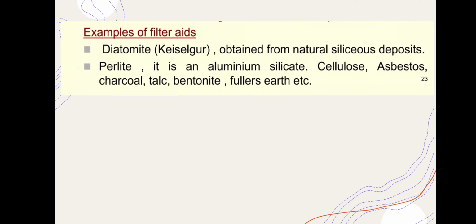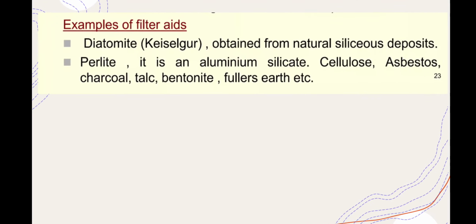Next, here are examples of filter aids. See, diatomite obtained from natural siliceous deposits, and perlite, which is an aluminum silicate, cellulose, asbestos, charcoal, talc, bentonite. These all are filter aids. They play a vital role to remove the impurities as well.